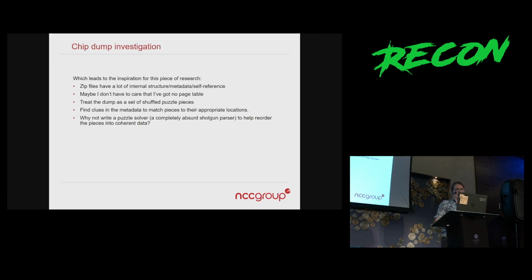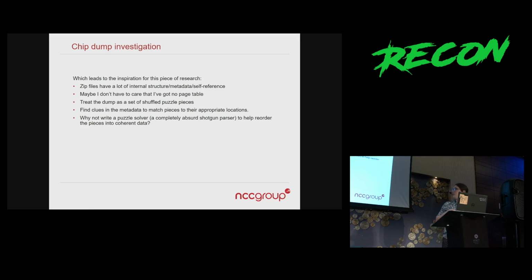So going back to the chip dump itself, this leads to the inspiration for the piece of research which I did, which was, given that zip files have a lot of internal structure and metadata and reference, like pointers within the file to other locations in the file, how can I use that? If I can find that data in the dump, how can I use that data to make up for the fact that I don't have a page table whatsoever?